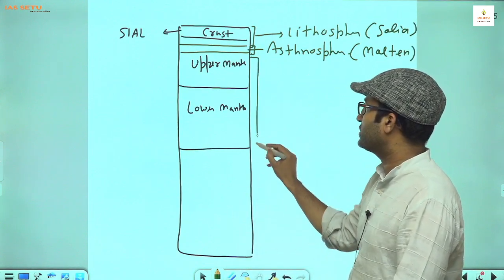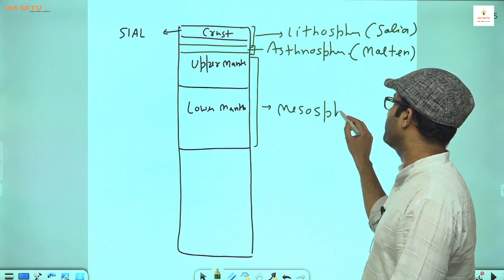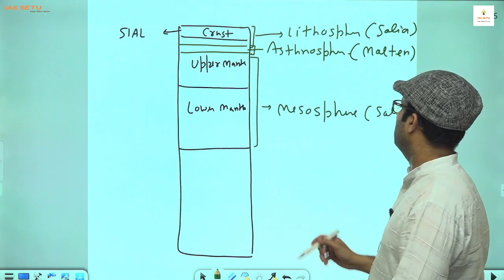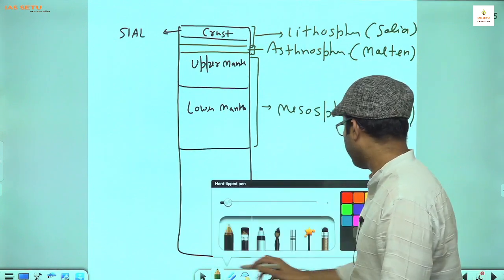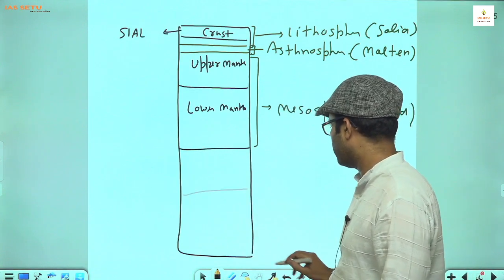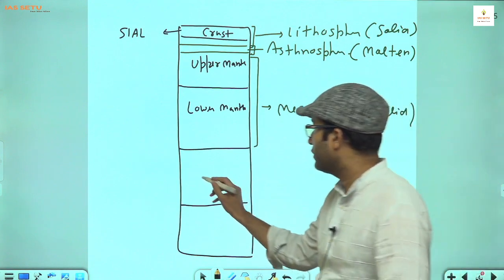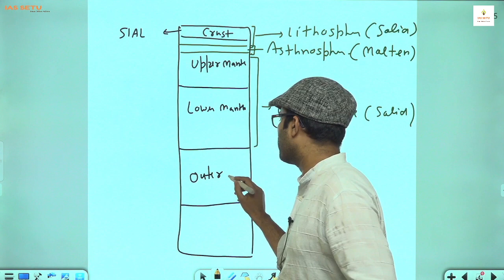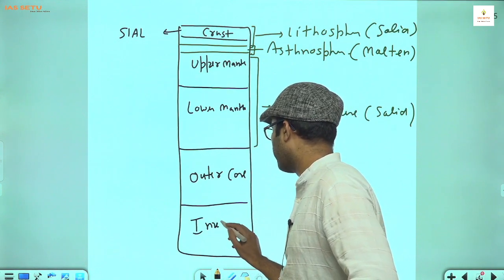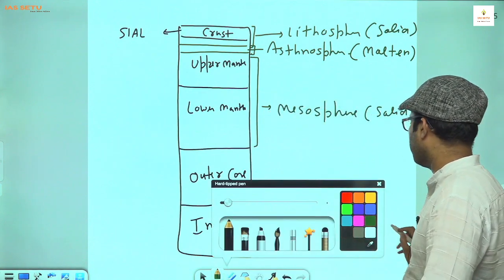Now next this is mesosphere. So you write this mesosphere. This is also solid. Now next is what we have. We divide this core in two parts, outer core and inner core. This is outer core. This is inner core. This is known as barysphere.